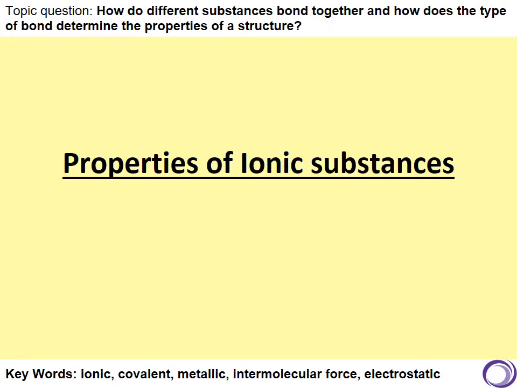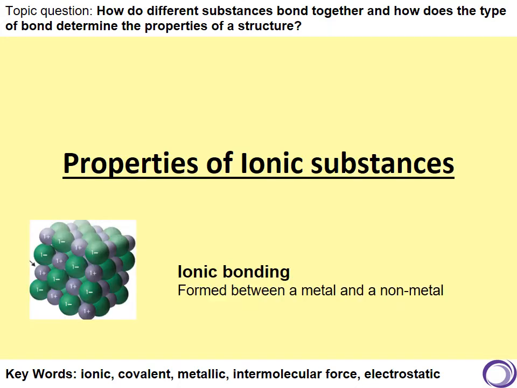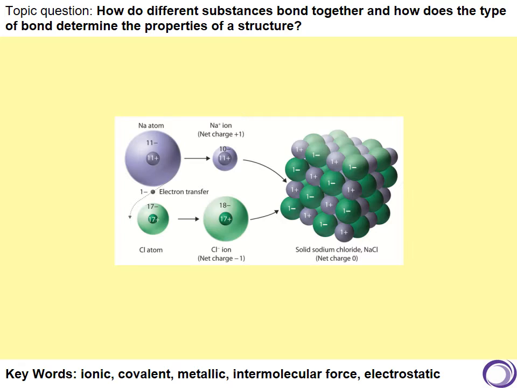Let's start then by looking at the properties of ionic substances. That's substances that have got bonds between metal and non-metals. And a reminder then that a positive metal ion will be electrostatically attracted to a negative non-metal ion, and that this happens in all directions.